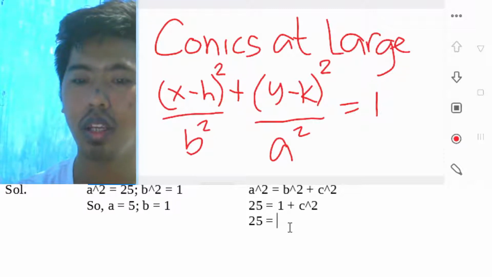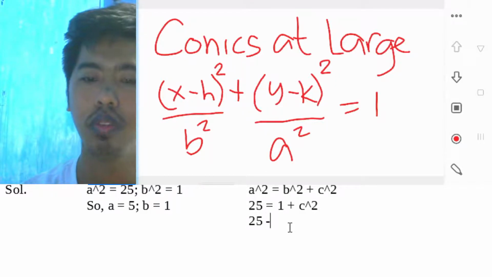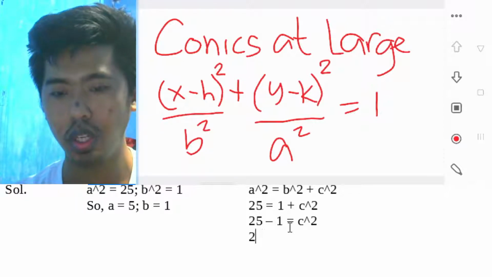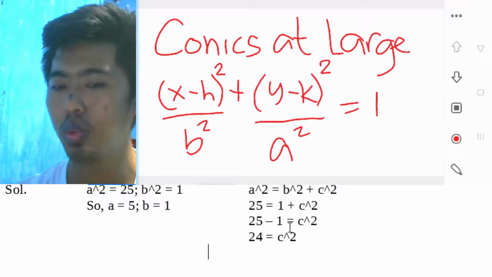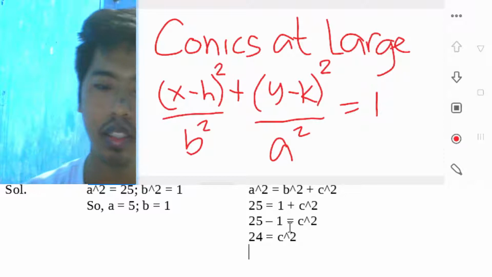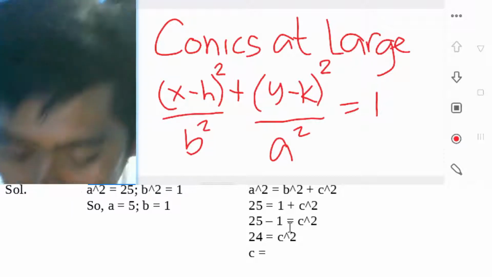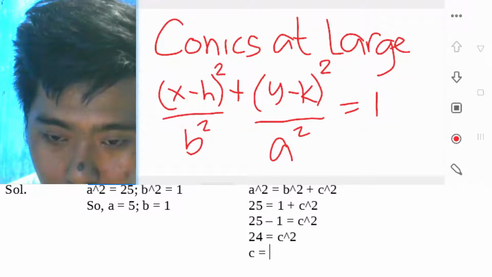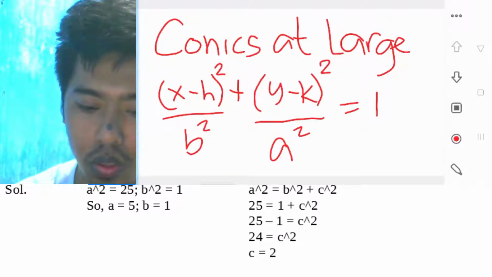We're going to put the 1 to the other side so that we can isolate the C. So 25 minus 1, that should be 24. Now, C square. How to cancel a square? We're going to take the square root of both sides. So C should be the square root of 24. Let me see. 4 times 6 is 24, so that should be 2 square root of 6.